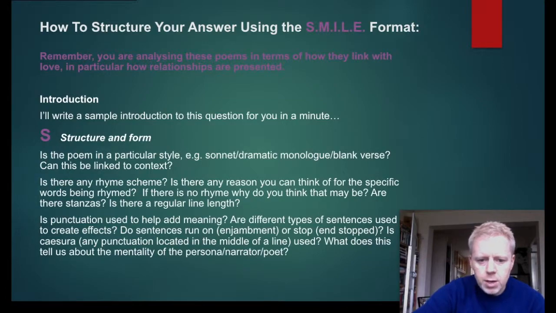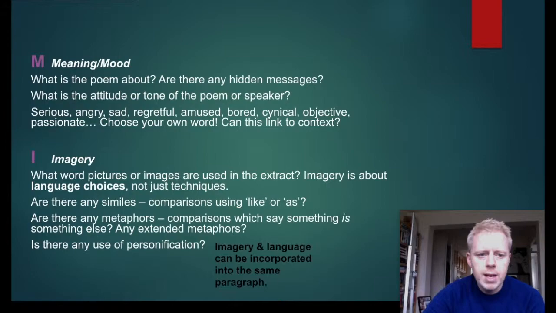So structure and form. So certain techniques that you can use when exploring that. So is it a sonnet form? Is it a dramatic monologue? Is it full of blank verse? Is there a rhyme scheme? Are specific words being rhymed? Is there no rhyme scheme? And what might the implications of that be? Are there stanzas? What's the line length? Is there enjambment, or is it end stopped, and is it full of caesura? And there's identifying the techniques, but you must explore the impact or the effect these techniques have. What was the poet's intention behind using a particular technique? So that's structure and form.